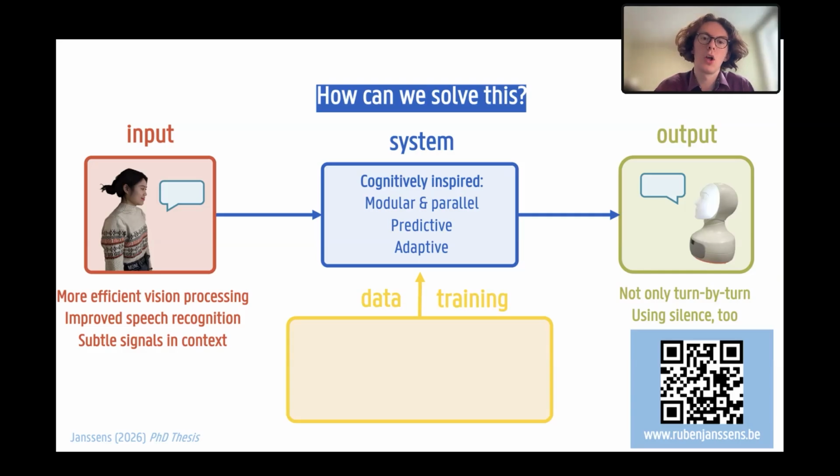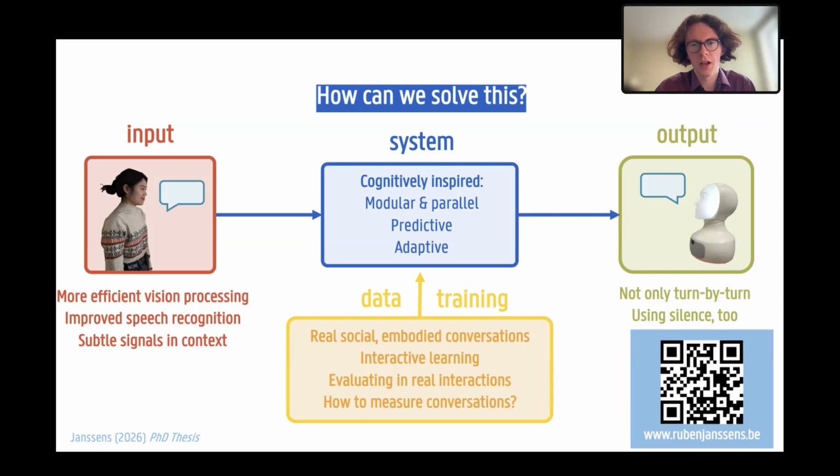And at the same time, we need to train our systems and evaluate them on better data. We need to evaluate them on real social embodied conversations and train them on such systems. Maybe we can do interactive learning setups and actually evaluate them on real interactions. And it leads us to the question that is still not answered, which is how to measure conversations.